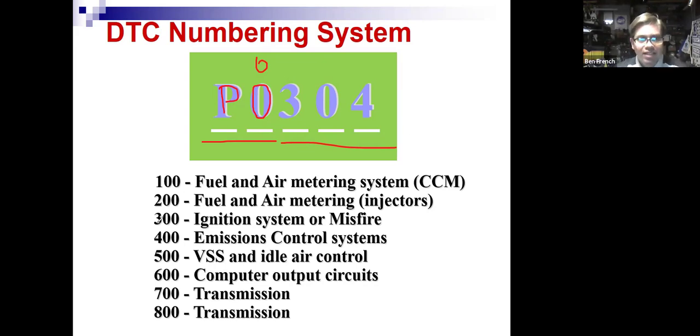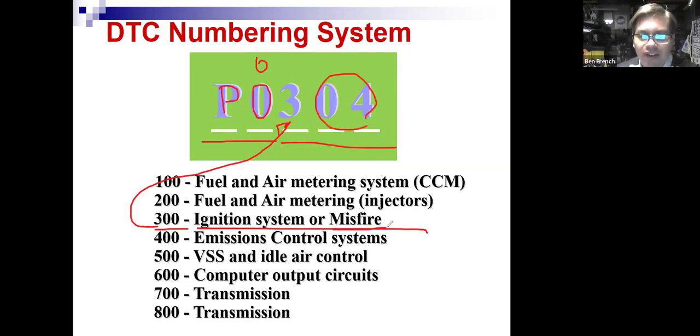Now, the next digit would tell me the system affected. So I've got a P300 series code. That tells me I have a problem in the ignition system or a misfire. In fact, a P0304 is a misfire on cylinder number 4. So again, if I set a P0304 misfire on cylinder 4 on a Ford, that would mean the same thing. If I saw a P0304 on a Chevy, it would mean misfire on cylinder number 4.